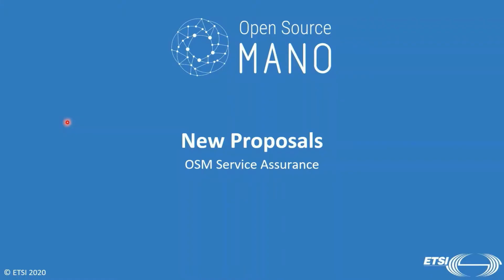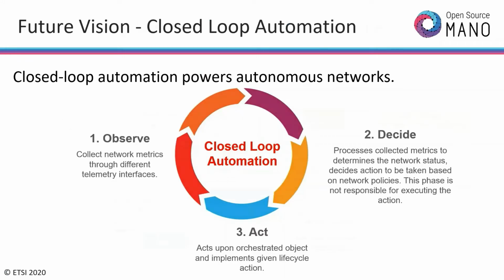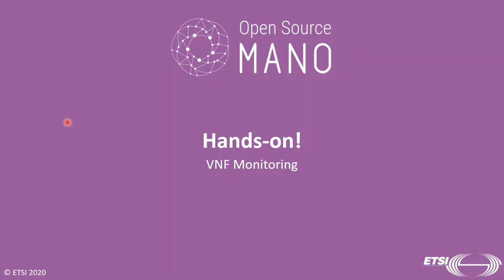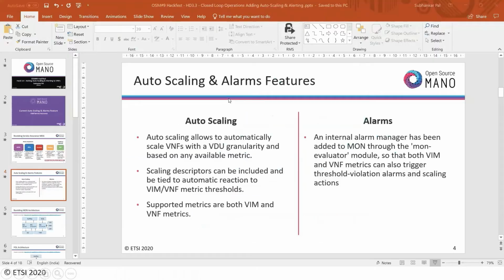Okay, so what we can do now is go to our hands-on session and do the auto scaling and alerting ourselves, and then we can come back to the next part, which is the new proposal. For that, maybe I can go to the hands-on section, and there we'll be using the same slice that we created in the previous session. So if I can go to that.